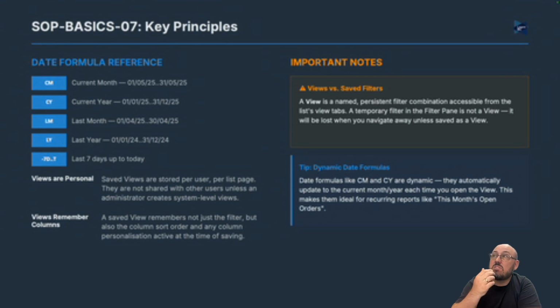So some of the basics here that you should pick up. Date formula reference: current month, CM. Current year, CY. Last month, LM. Last year, LY. And you can use some formulas where you'll go -7D until today. And effectively it says 7 days ago, until today. So it's some pretty cool filters.